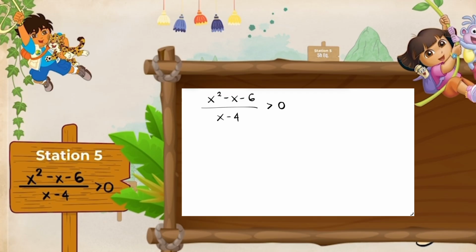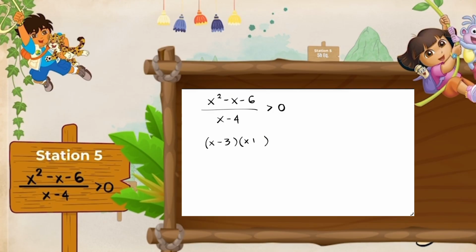And for our last equation, we have x squared minus x minus 6 over x minus 4 is greater than 0. Now, let's first factor the numerator since it's factorable. The factors of this are x minus 3 and x plus 2, over x minus 4 is greater than 0.